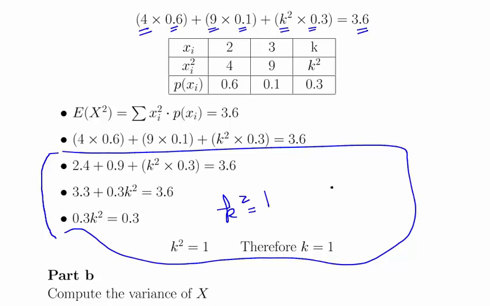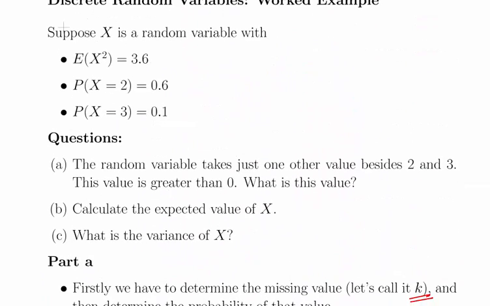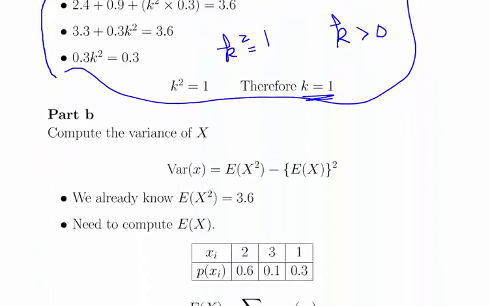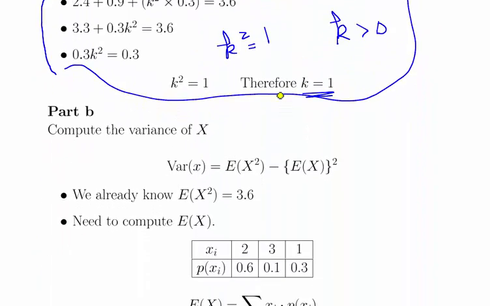We also know that k is greater than 0, so it's not minus 1. So k squared equals 1, therefore k is equal to 1. Now, just as a remark, if we were not given this, it could equally be minus 1. But that clarifies that it has to be 1.